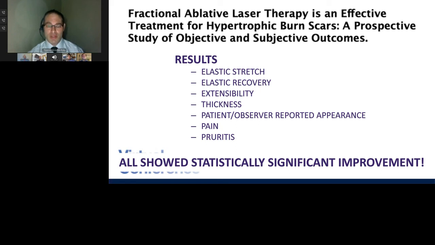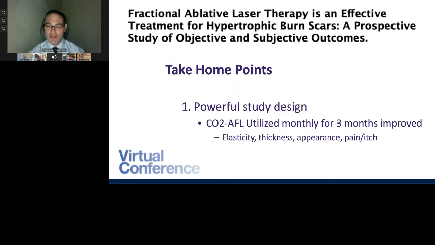So take-home points, ablative fractional CO2 used every 3 months improved everything in this patient population. So definitely a tool to add to your tool belt if you're interested in this type of patient population and scars in general. And then moving on, slightly different.